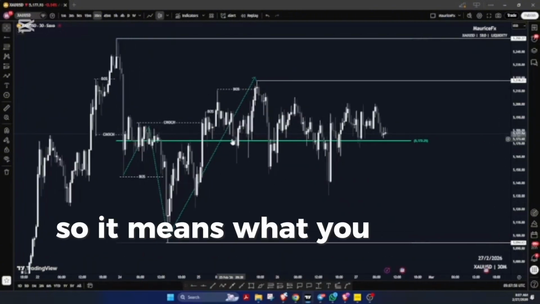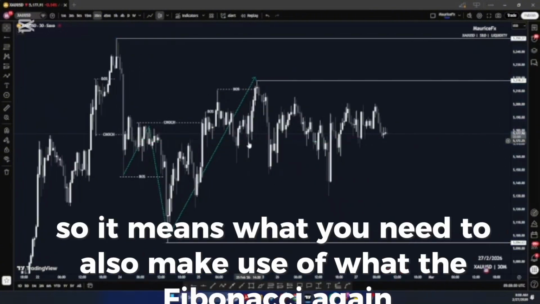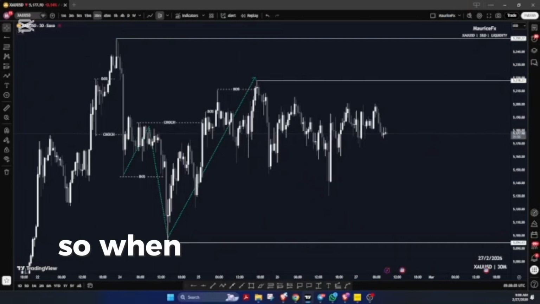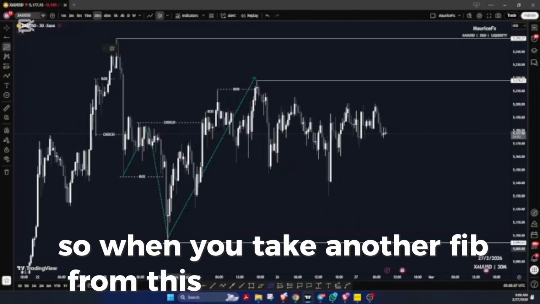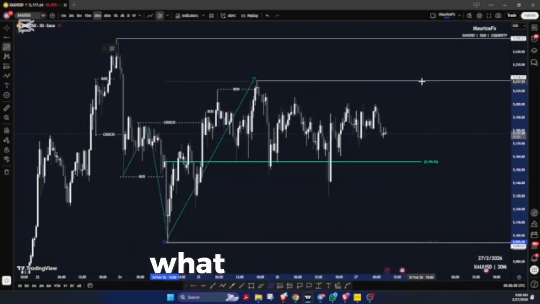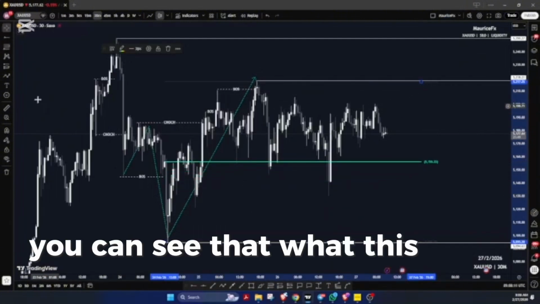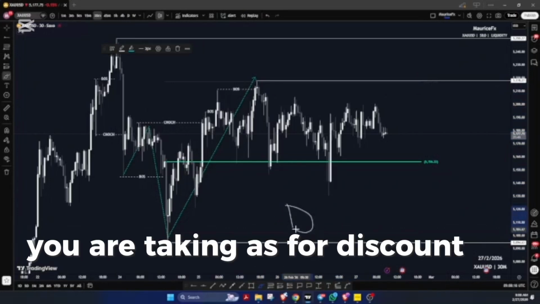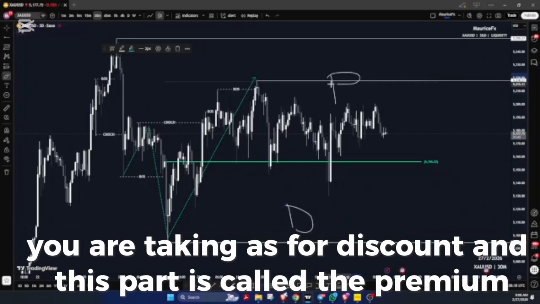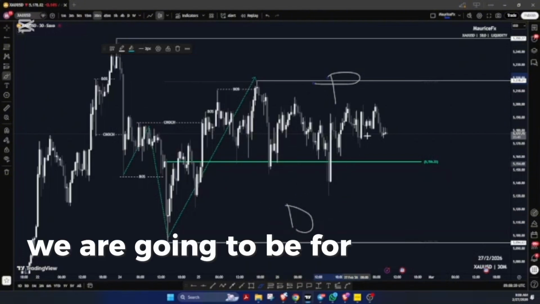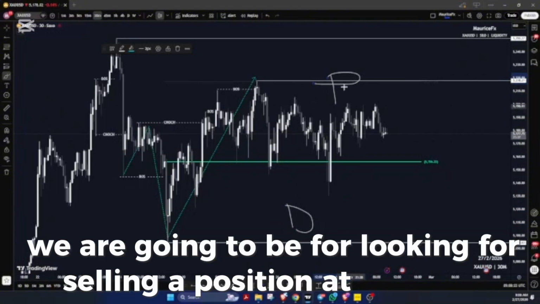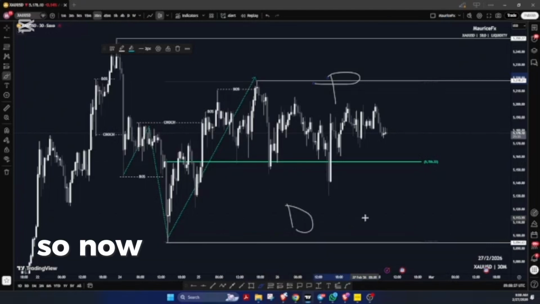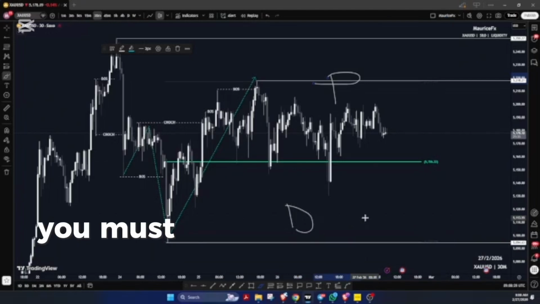So it means you need to also make use of the Fibonacci again to see where you need to be selling and where you need to be buying from. So when you take another fib from this low up to this high, what can you see? You can see that this part of the Fibonacci we are terming as discount, and this part is called the premium. So we are going to be looking for selling positions at this level and looking for buying positions at this level. Now the overall bias of the trend, you must also consider that.